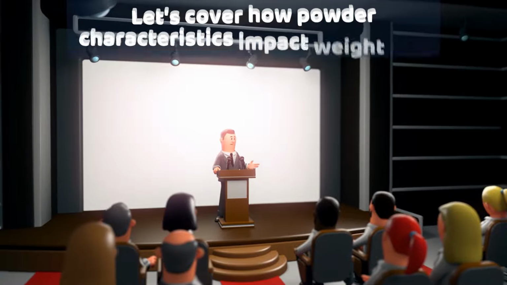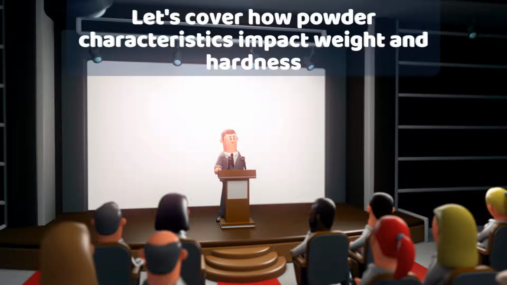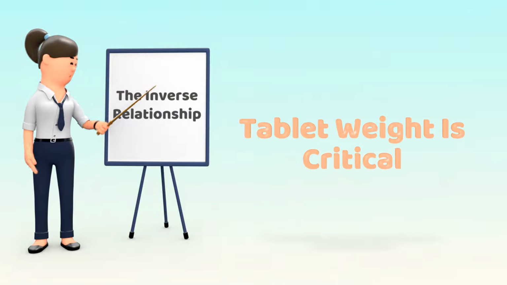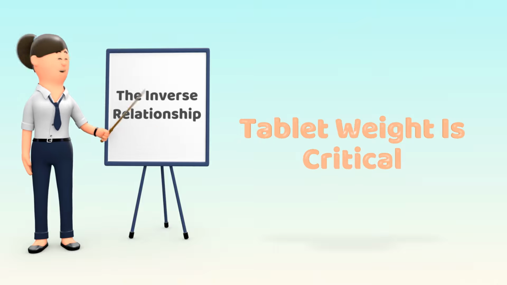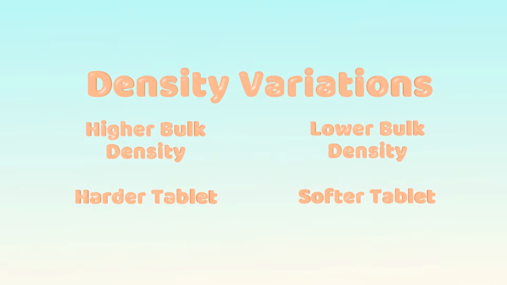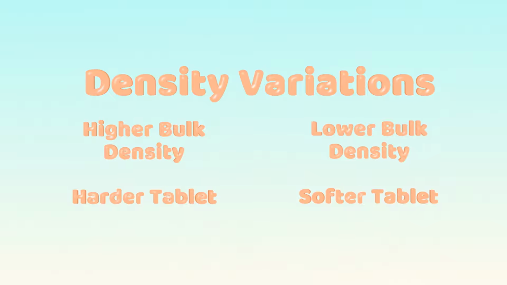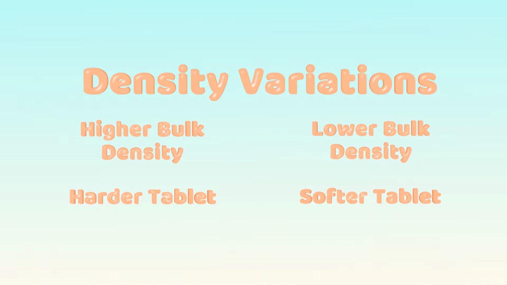Let's cover how powder characteristics impact weight and hardness. The inverse relationship is that for a fixed thickness, higher bulk density means a harder tablet, as the same mass packs into the fixed volume. If your bulk density is lower, you get a softer tablet.